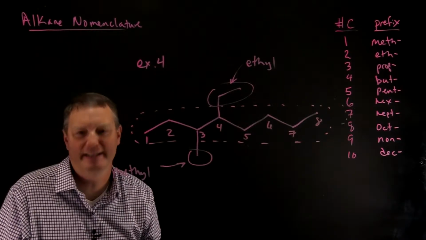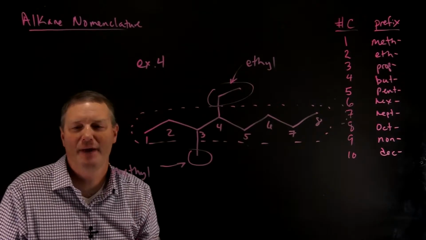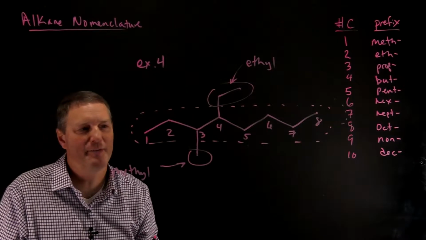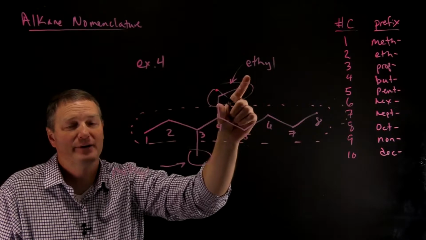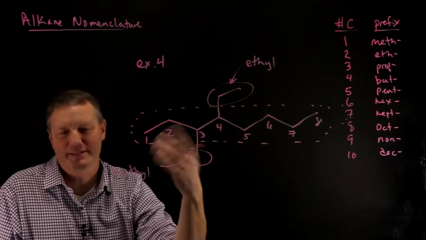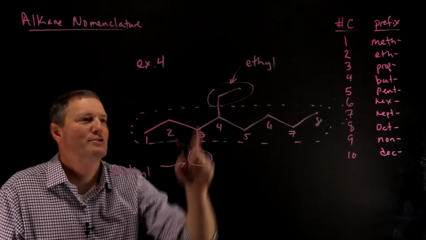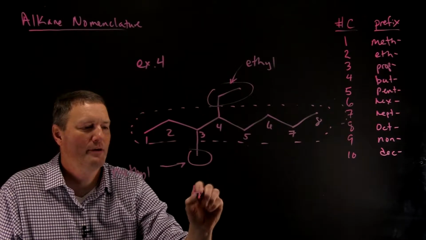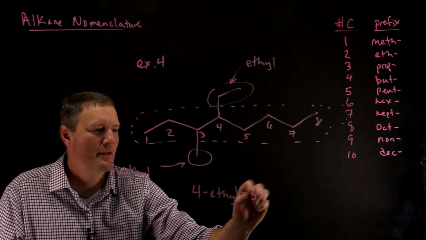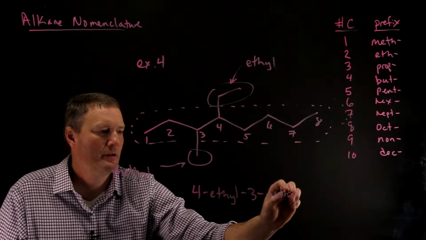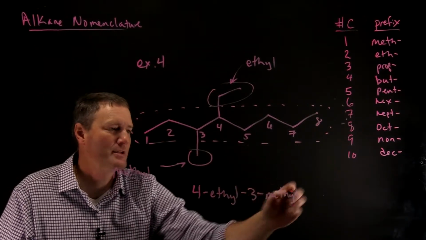So how do we list these? Well, in the IUPAC nomenclature, we always list things alphabetically. So actually the ethyl group is going to come first in the name, even though it has a higher number, and then the methyl, because it starts with M, would come next. So the complete name for this one would be 4-ethyl-3-methyl, and then again it's got 8 carbons, so this would be octane.